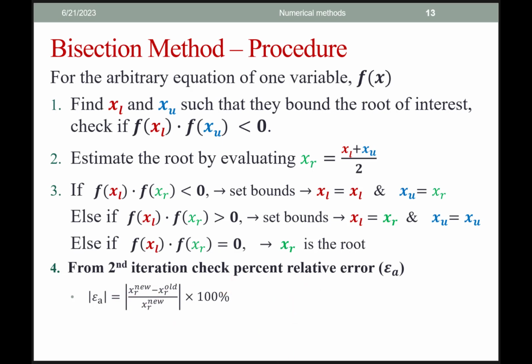We check these percent relative errors compared to some type of tolerance, and if it's lower than the tolerance, we stop. If it's not lower than the tolerance, then we go back to step 2, which is calculating a new estimated root. All right, so that's the full procedure.